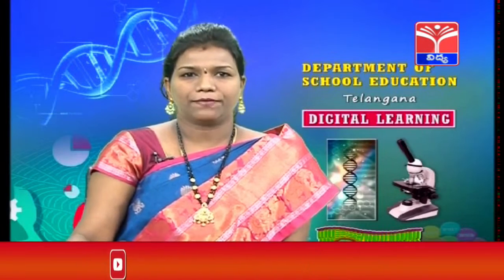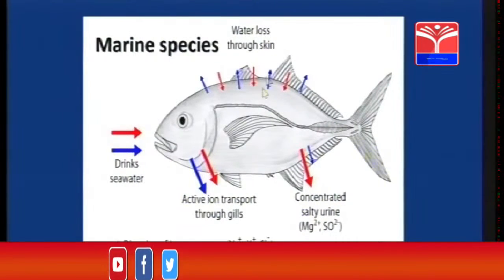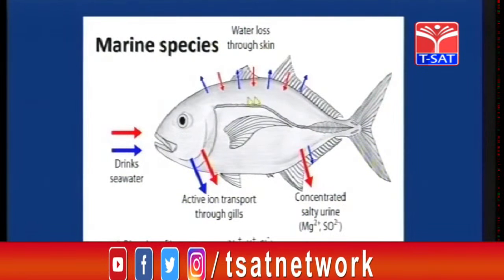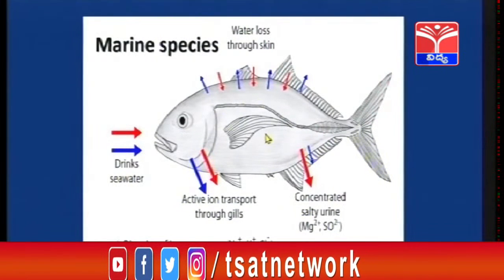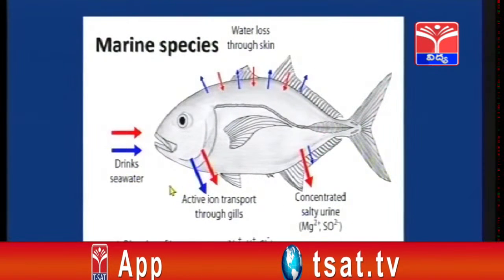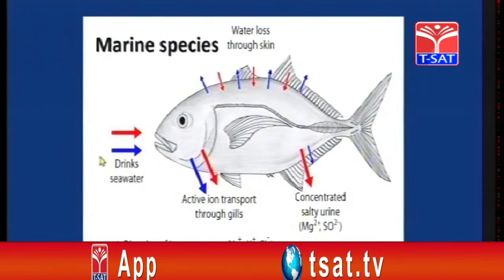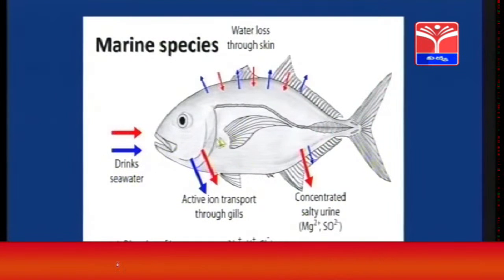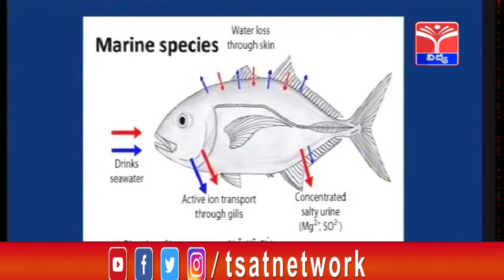You can see, children, the marine species, right? So the internal salt concentration is very low, external is very high, so they tend to lose more amount of water. To compensate the water loss, they drink the sea water, but again the sea water is having the salt concentration, so the salt is driven out by the urine. This is the adaptation of marine fish, children.